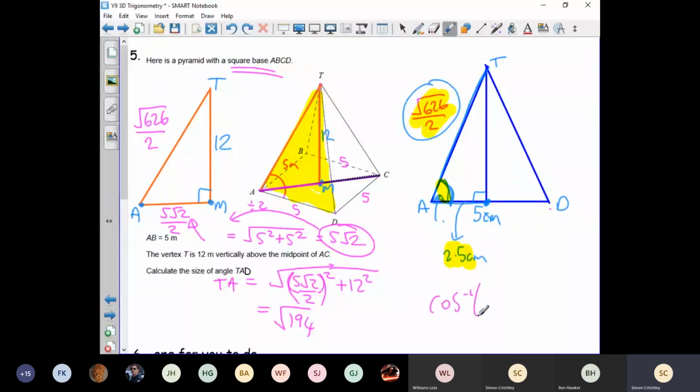Cos to the power of -1, the inverse cos of adjacent 2.5 divided by the hypotenuse, CAH, the square root of 626 over 2. Not very nice to type in. We can use our brackets to be able to get that. 626 over 2. 78.5 degrees.